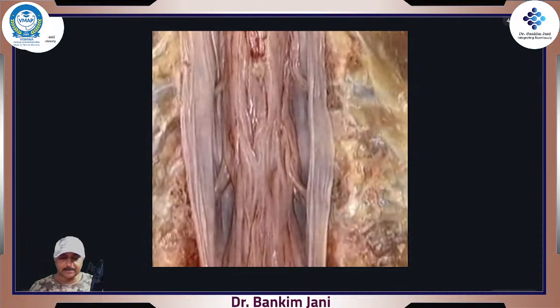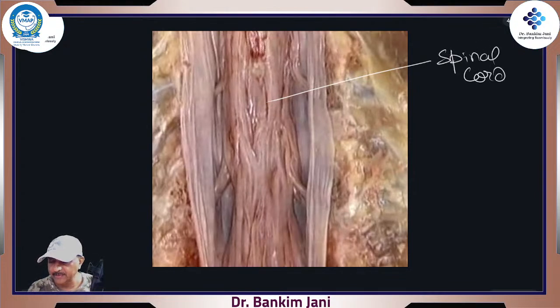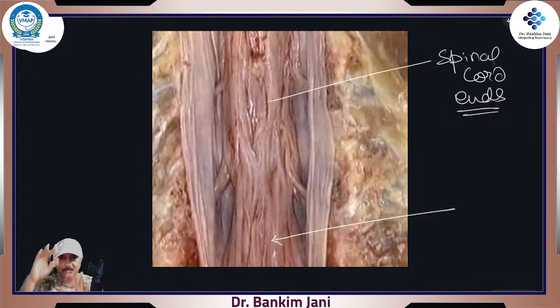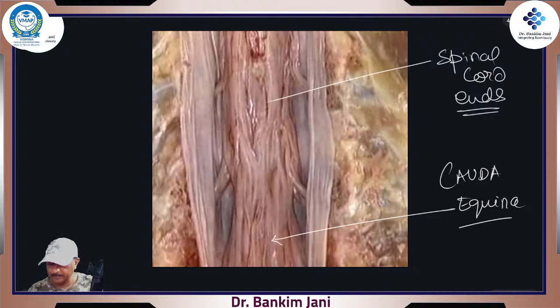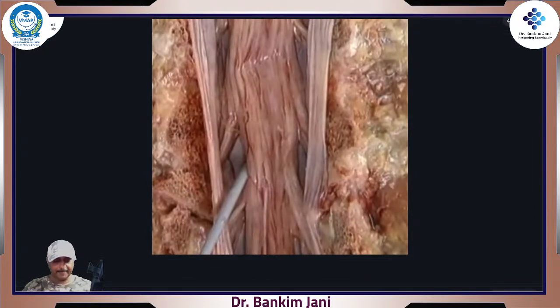So see, this is how it works. That's the point where the spinal cord ends, and then all these fibers going down are called the cauda equina. Those bunches of nerves keep on coming out from their respective locations. See, they are becoming more and more oblique as they go down.